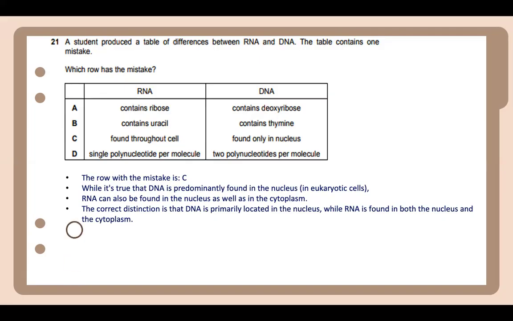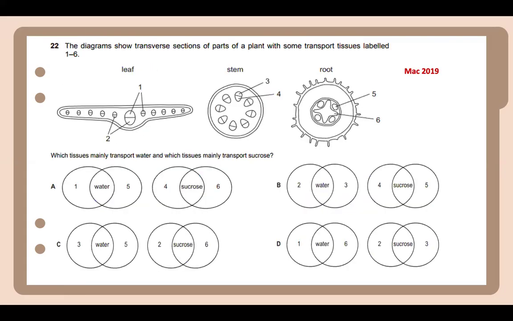and the cytoplasm. The diagram shows transverse sections of part of a plant with some transport tissue labeled 1 to 6. This is also a common question. It already appeared in March 2019. Which tissue mainly transports water and which tissue mainly transports sucrose? The tissues that transport water will be 2 and 3, and the tissues that mainly transport sucrose will be 4 and 5.